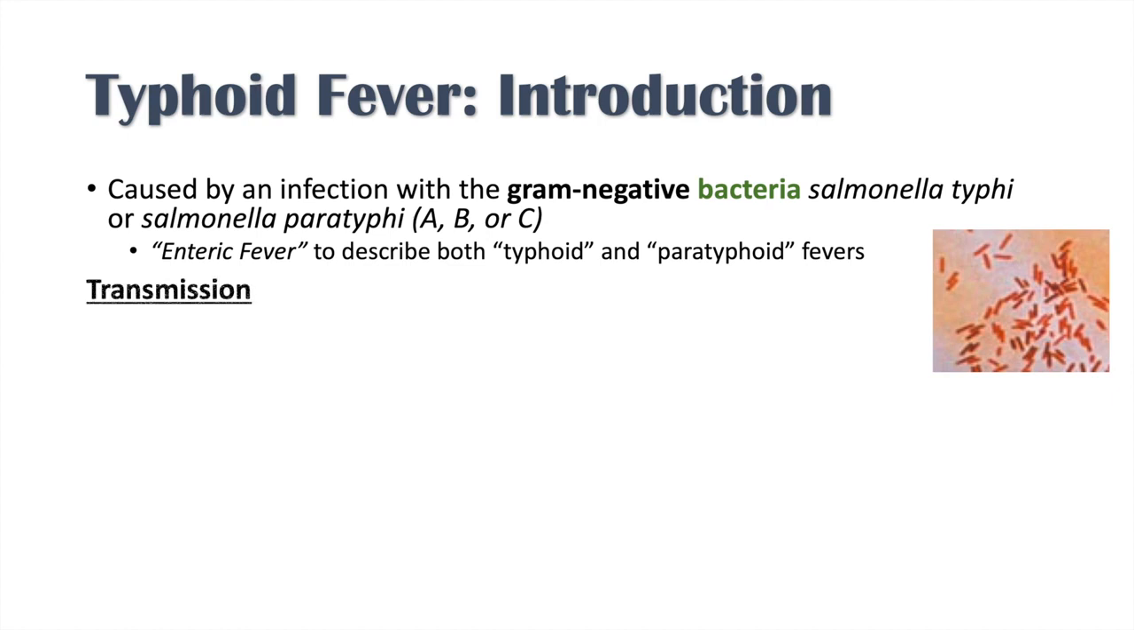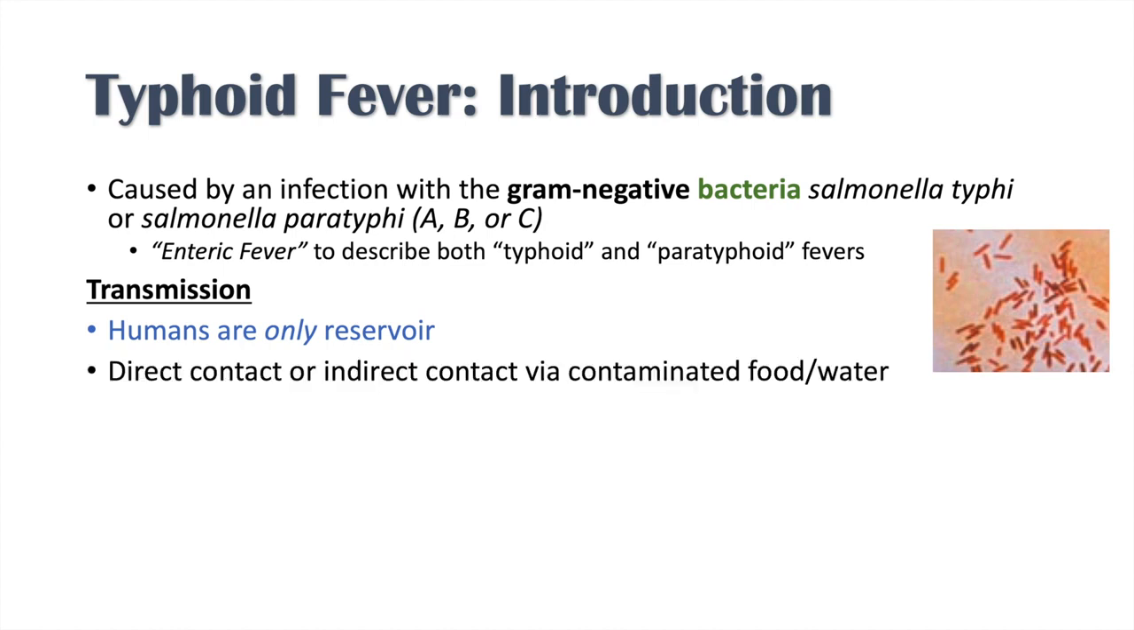How is typhoid fever transmitted? Well, humans are actually the only reservoir for this type of bacteria, so it has to come from a human to another human. So this can be through direct contact or indirect contact via contaminated food or water.